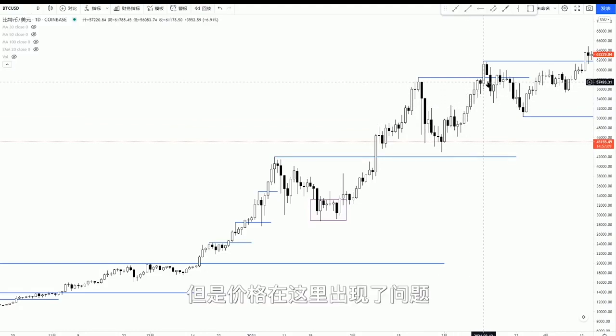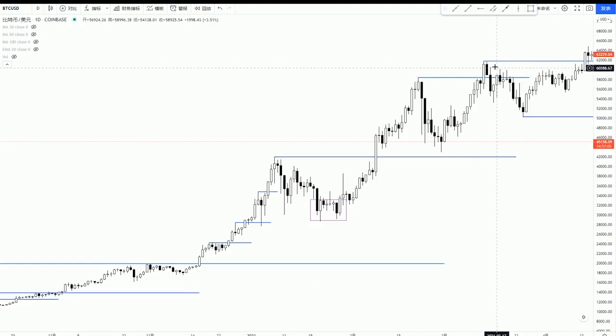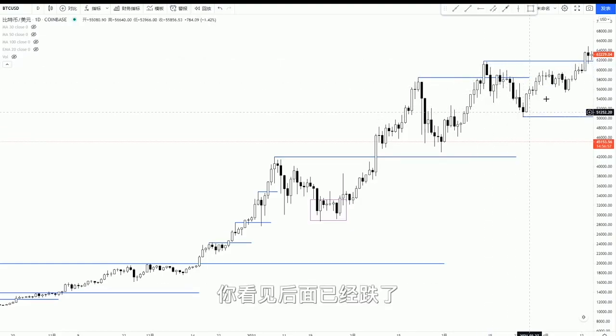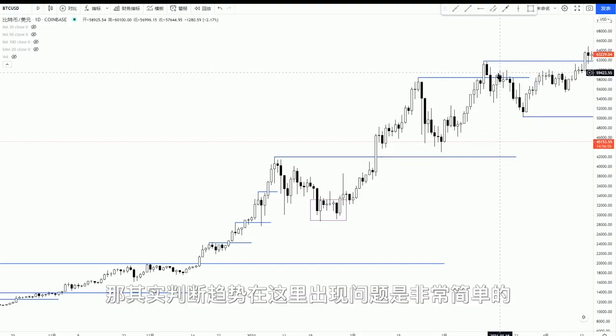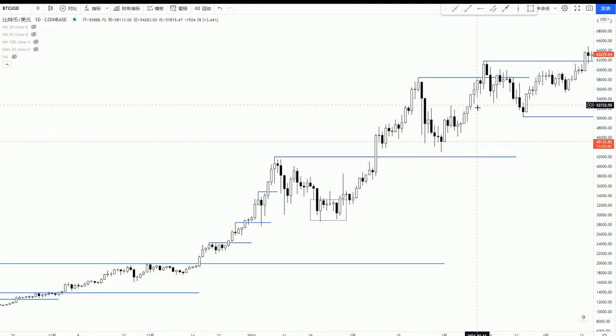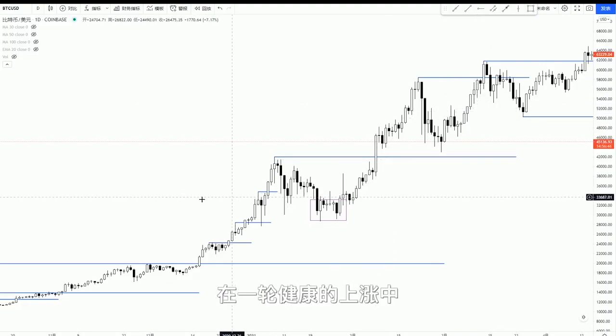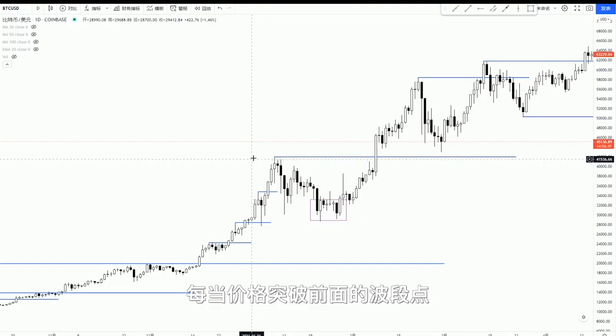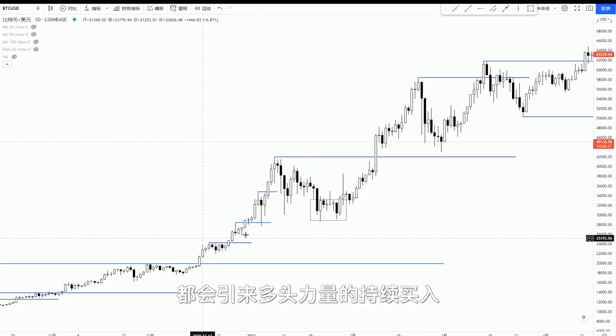Then some people would say, well, isn't that an afterthought? You see the back has fallen. You say there is a problem here. It's just that a lot of people don't even have this basic technical analysis. As I said before, in a healthy rally, every time the price breaks above the previous band point, it leads to continued buying by bullish forces because they think the bullish forces are intact and healthy.